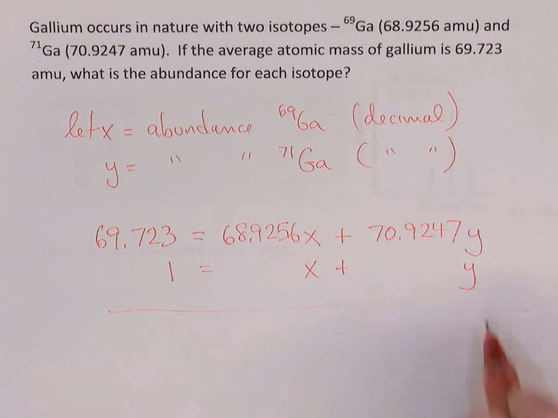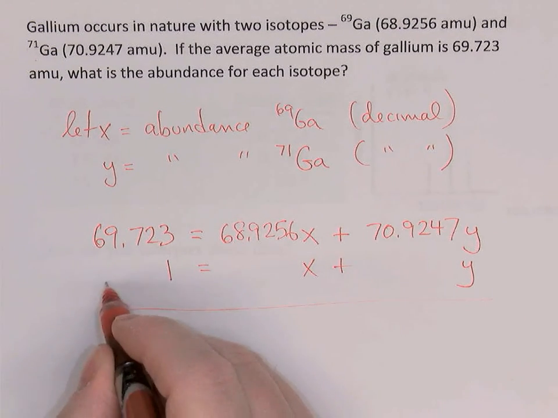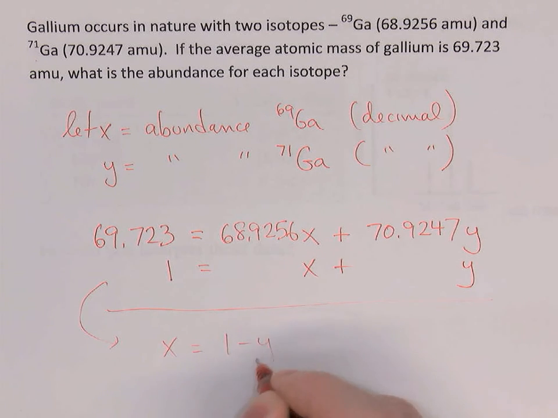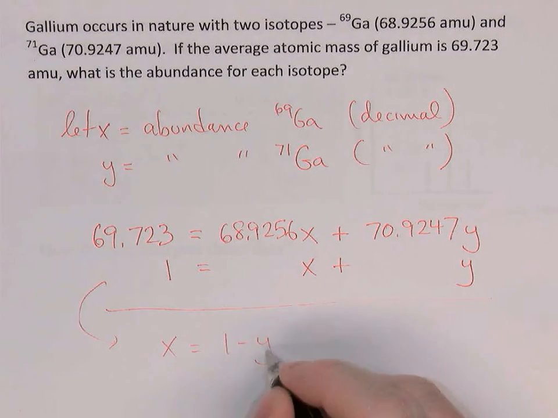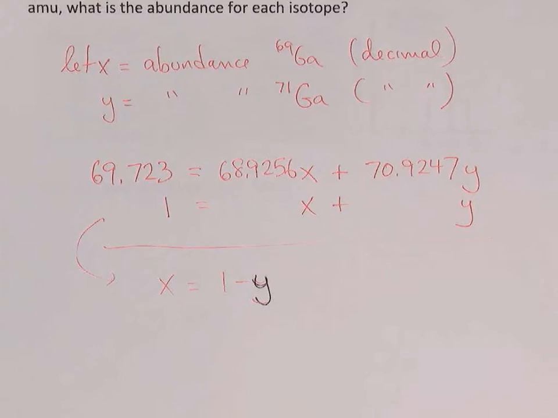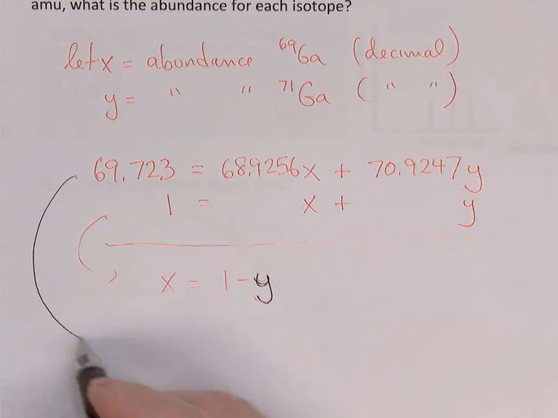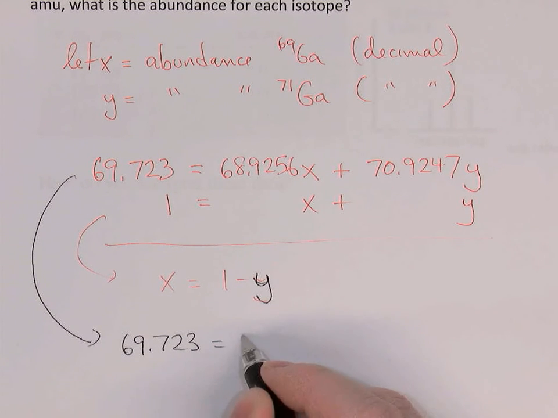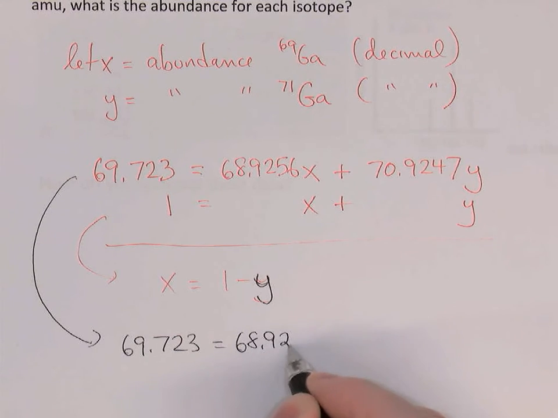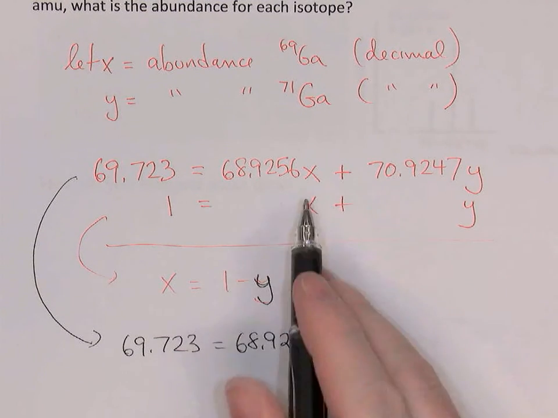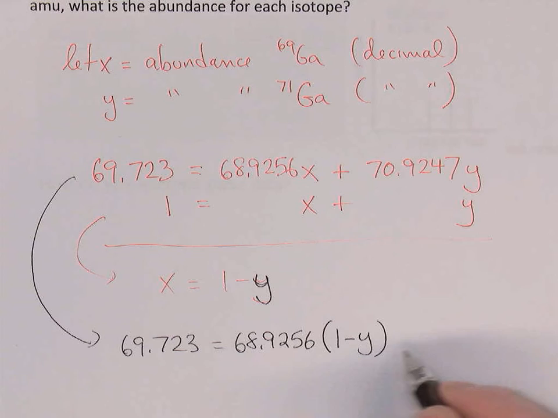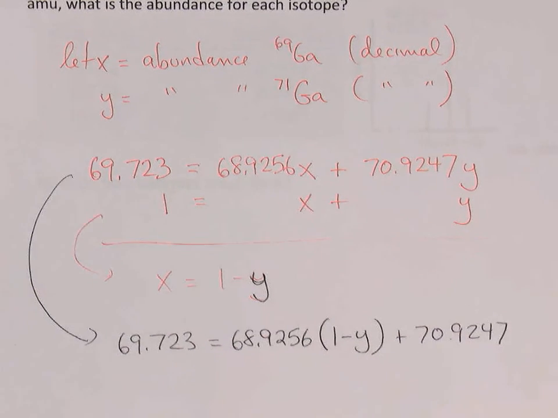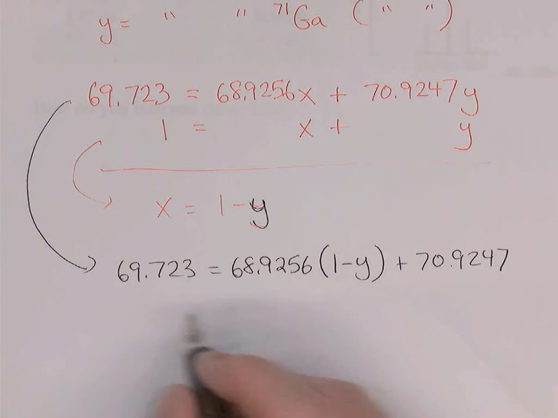Now let's solve this. This time I'll use substitution. So we'll say here that X is equal to 1 minus Y. X is equal to 1 minus Y. And therefore, coming back to our first equation, 69.723 would be equal to 68.9256 times, instead of X, we'll say 1 minus Y, plus 70.9247Y.